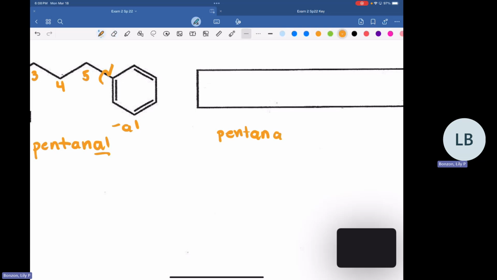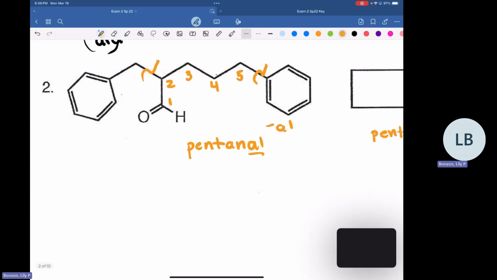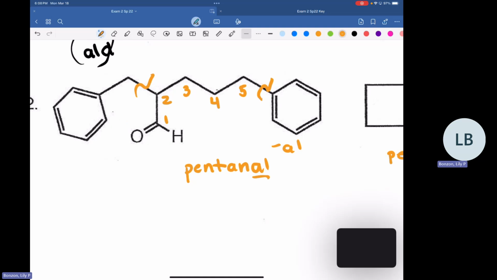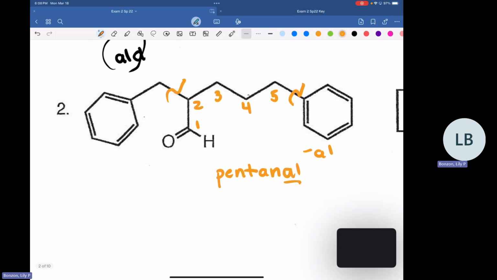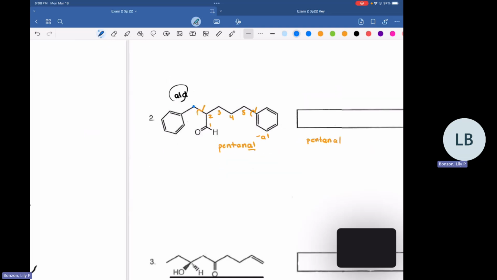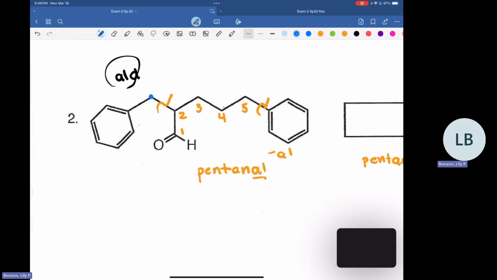And then we just have to worry about these substituents that we got on here. The only substituents we have are these benzene rings. There's no other substituents. But what you'll notice is that one of them has an additional carbon attached to it, whereas the other one is just directly connected to the parent chain. So this is also kind of similar to the common names I would recommend you guys know.